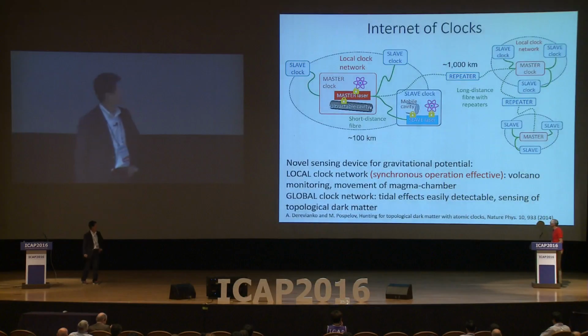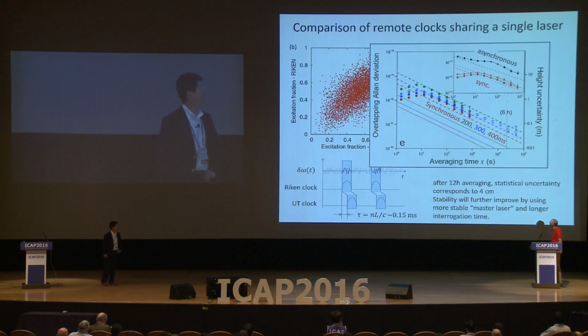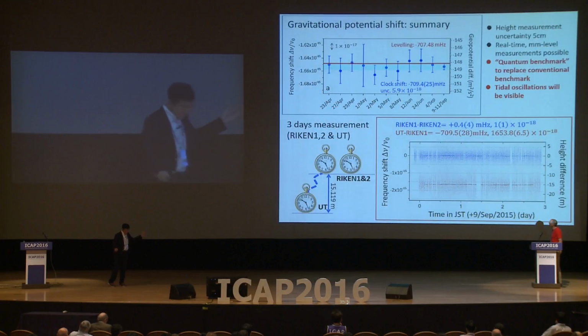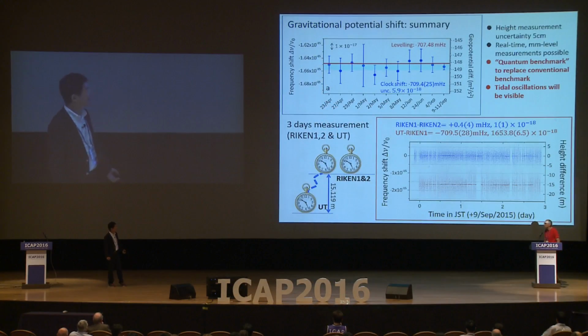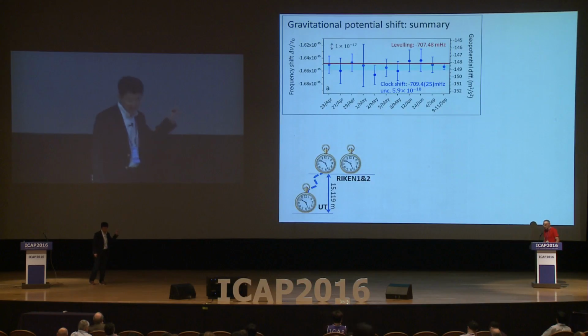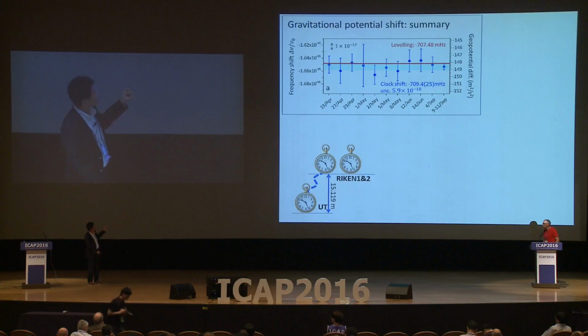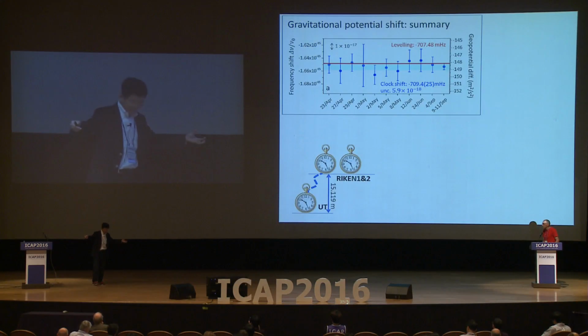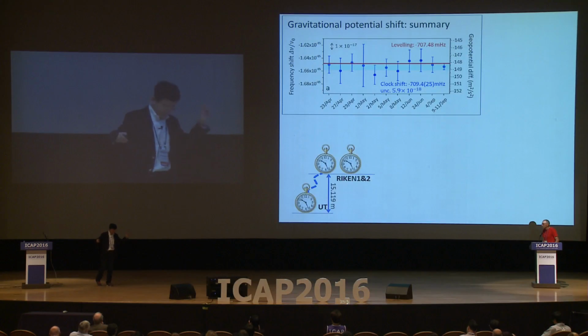For that purpose, I presented, for example, a comparison between the university and Wakō. Even in this small area, the comparison is quite difficult. At that point, we need to rely on the measurement of leveling. But leveling also has a 5 millimeter uncertainty. So to share a global time is quite difficult. Instead of sharing a global timescale, we are observing the geopotential difference of the clocks.